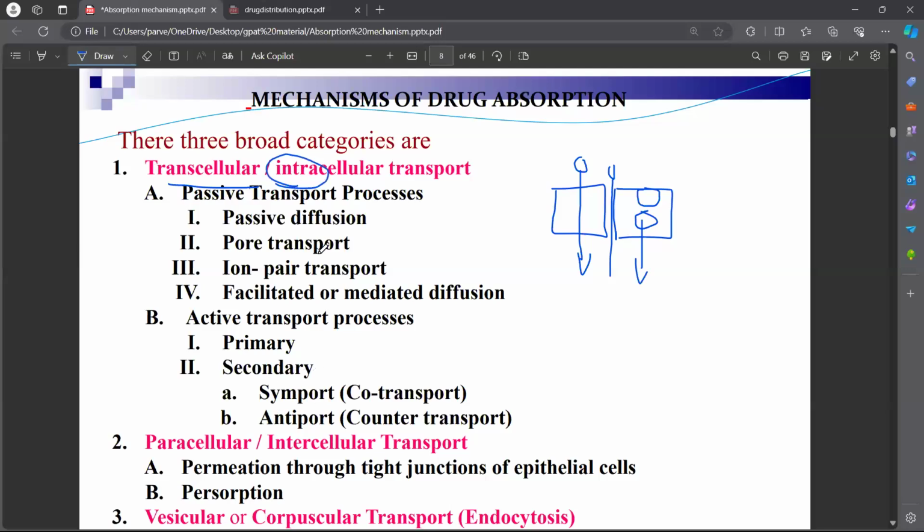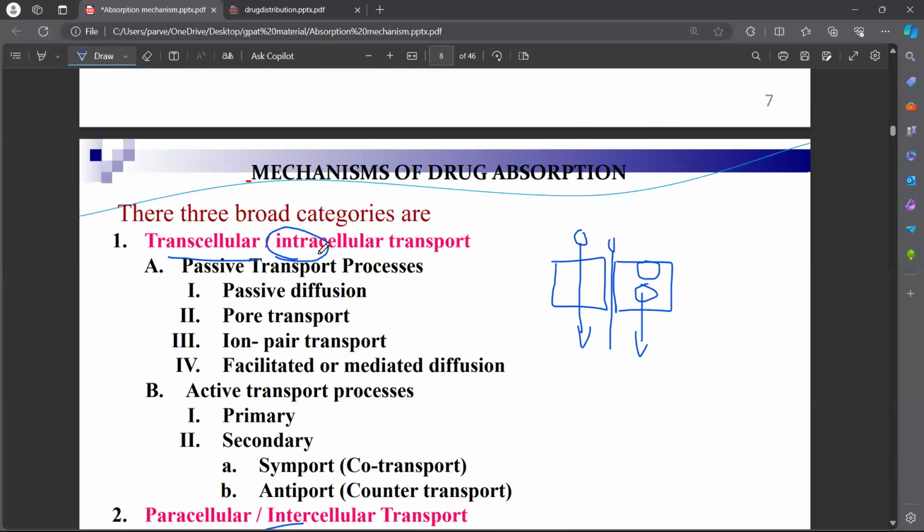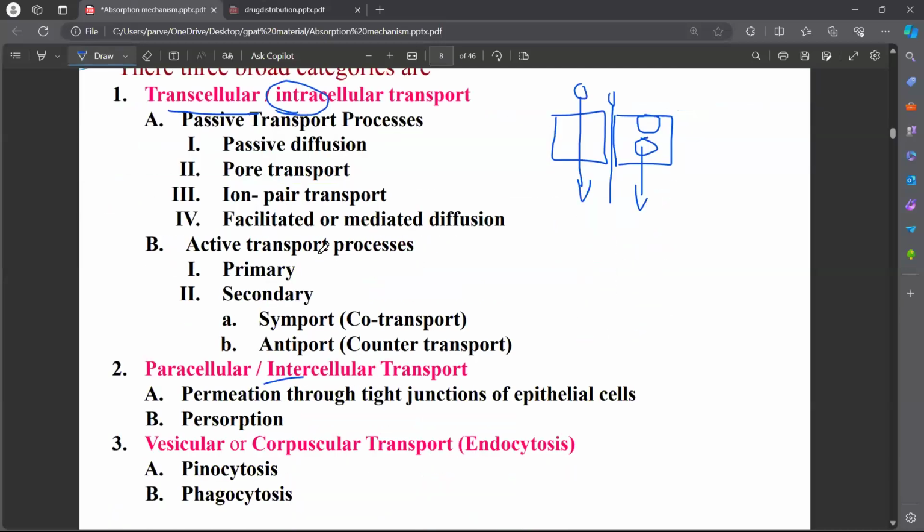So transcellular has two main types, passive and active. Passive, as the name signifies, involves no utilization of energy. So if there is no utilization of energy, what is the driving force for passive diffusion? Answer me, guys. And you also have to tell me which law is applicable for passive diffusion. Concentration gradient, great. And which law is applicable? Fick's law, yeah, great guys, great.